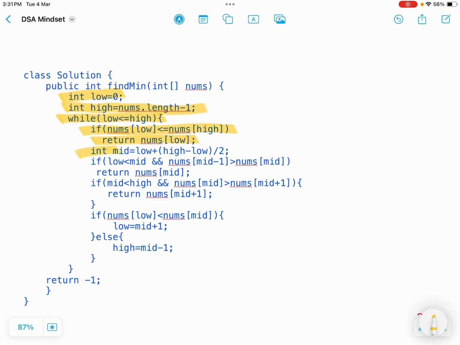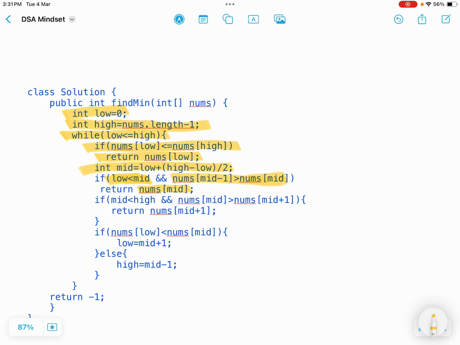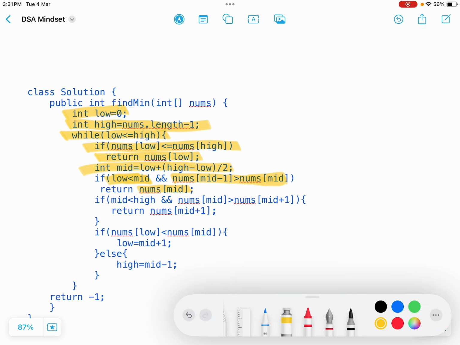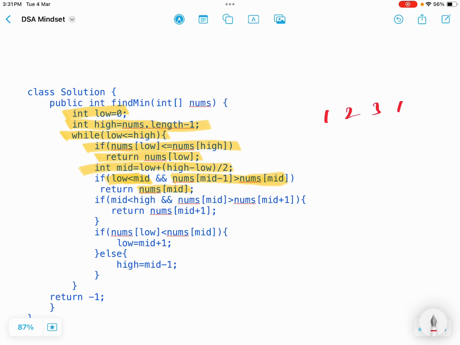Now I'm trying to find the minimum mid. To find the minimum, I'm saying that nums at mid minus 1 is greater than nums at mid, then we return. That's what we have discussed, and we are putting in this condition. Why is it required? Because this is a boundary condition. Let's suppose our mid is coming at the very start, at the very beginning. For example, if you have 1 2 3 4 5, in that case this condition will be satisfied and it will return the answer.